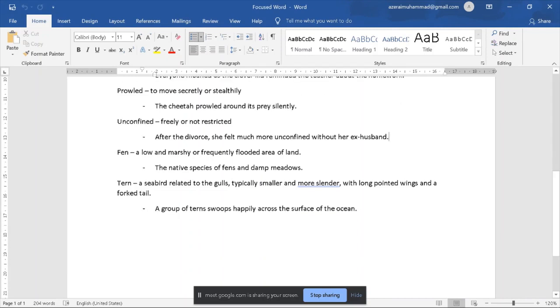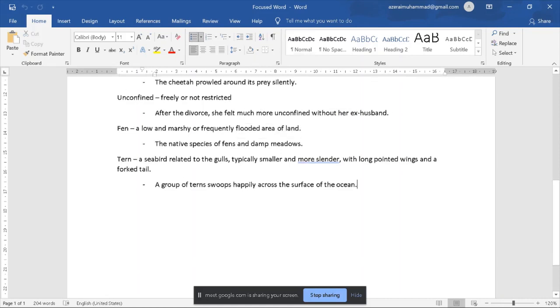For the next word, fen. A low and marshy or frequently flooded area of land. As an example, the native species of ferns and damp meadows. Fen is an area of land, a flooded area of land.